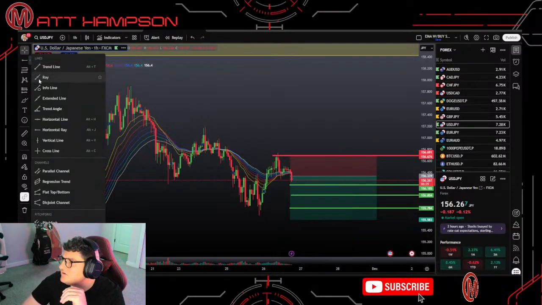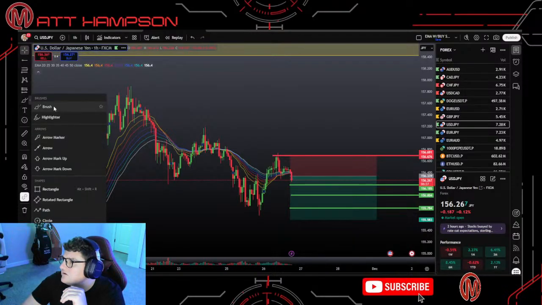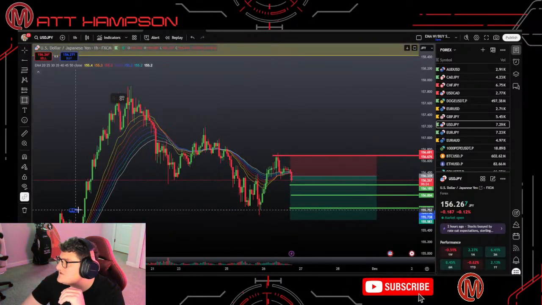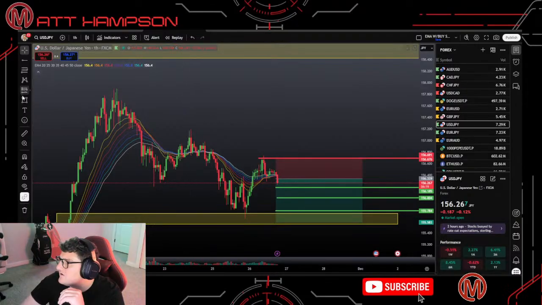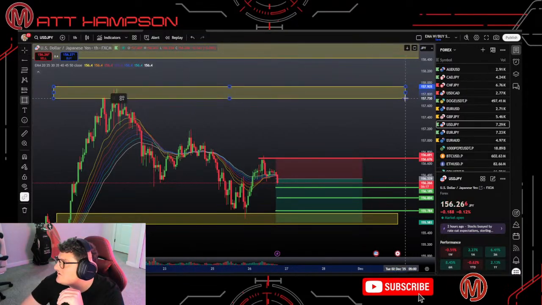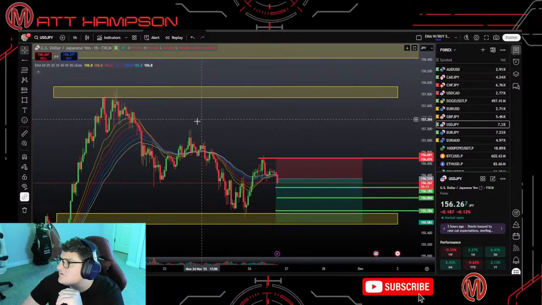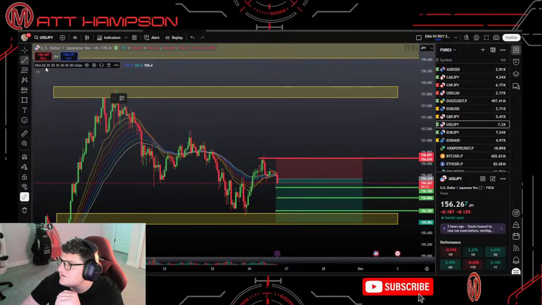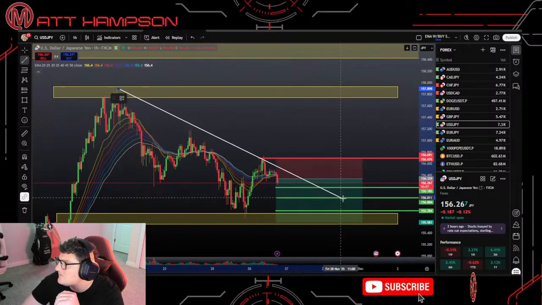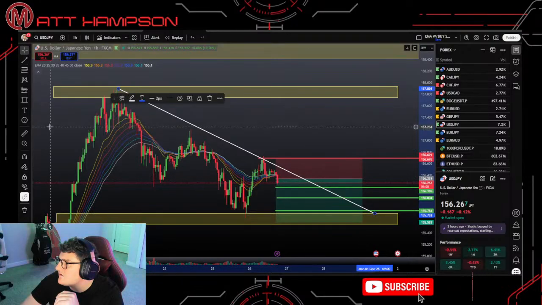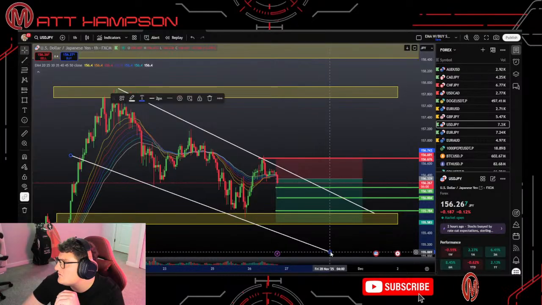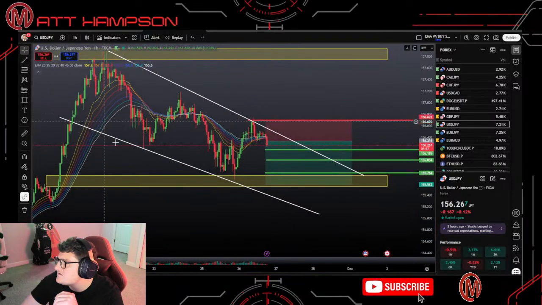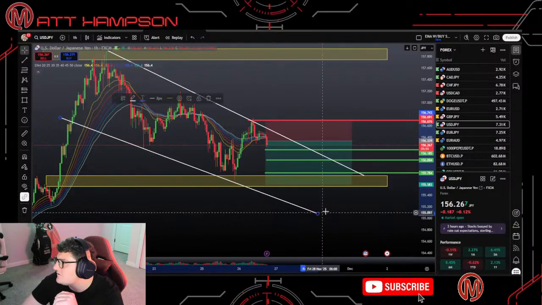The first thing we're going to look at is putting in our support and resistance zones. So we've got our support here, and our resistance up here. Now we can identify a trend. This is how I'm going to identify this. This is the trend that we're looking at here.